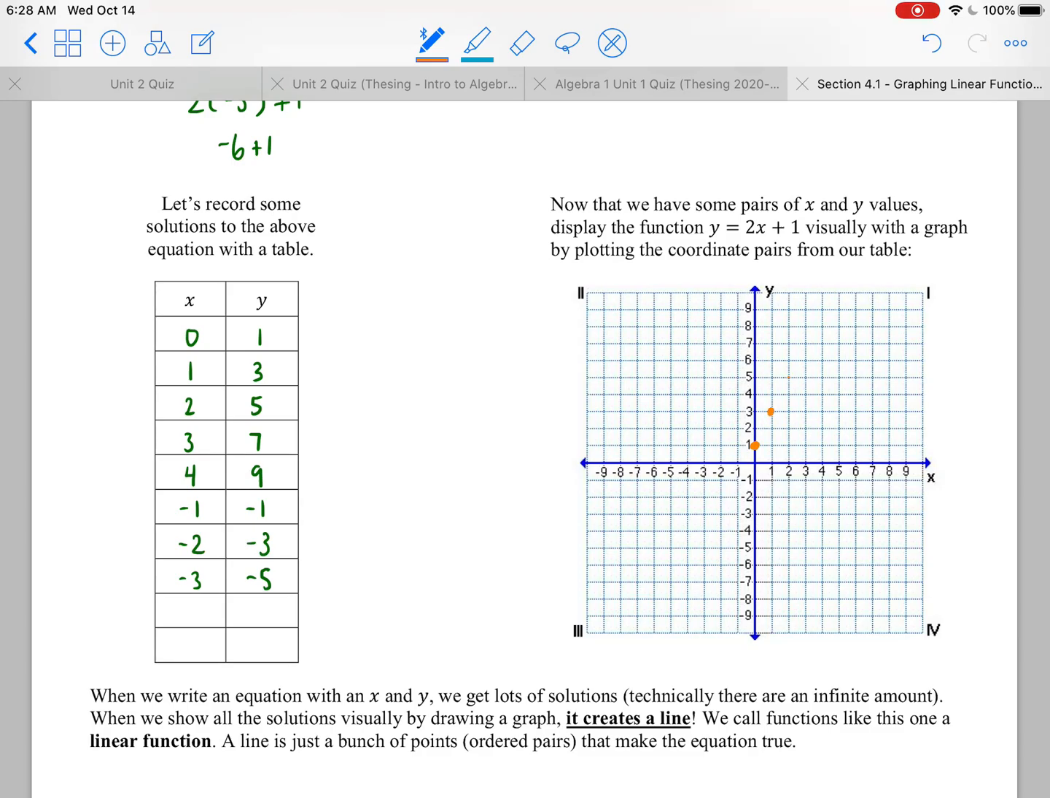When x is 2, y is 5. When x is 3, y is 7. When x is 4, y is 9. When x is negative 1, y is negative 1. So negative 1, negative 1, and then negative 2, negative 3, and then negative 3, negative 5. I know that was a little quick there, but look what happens when we do this. We get a really nice, perfectly straight line here.